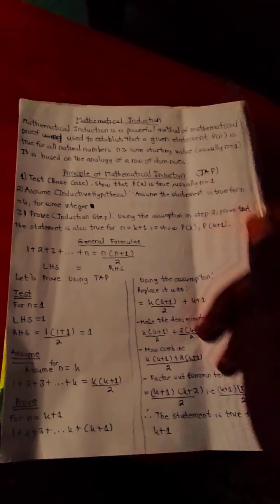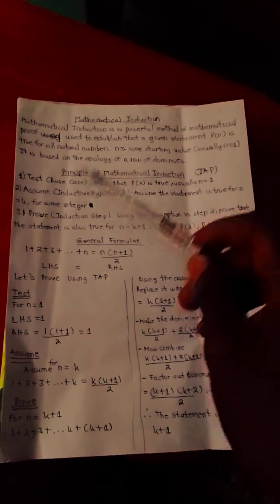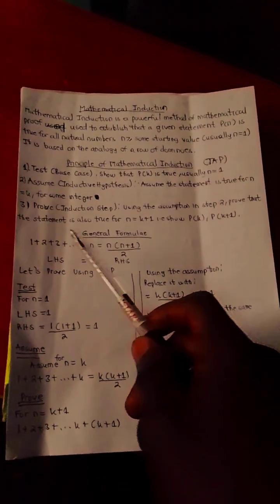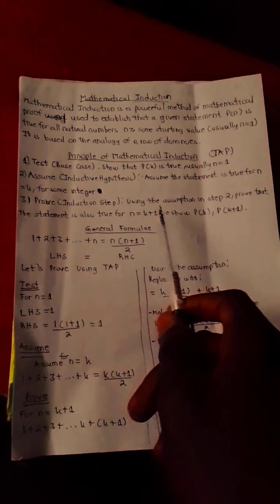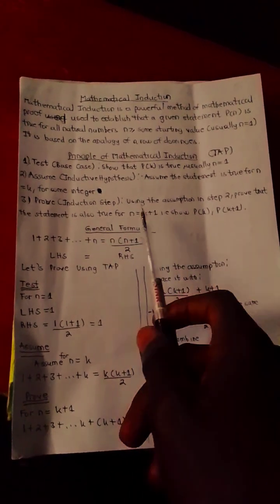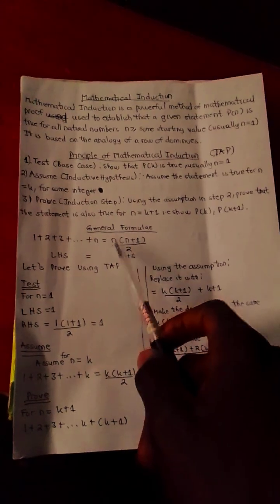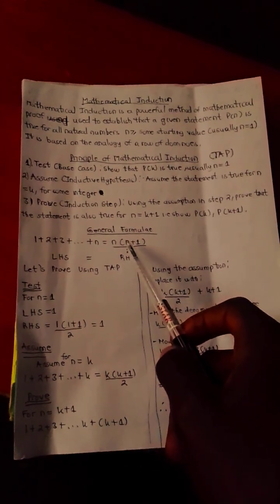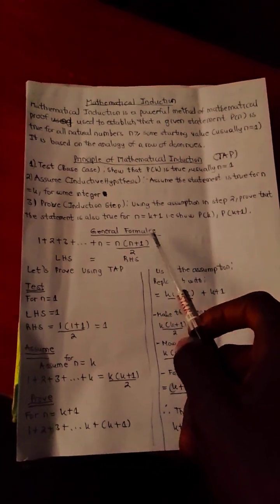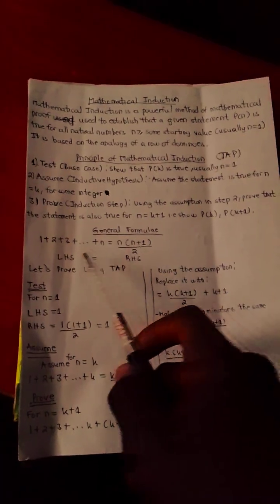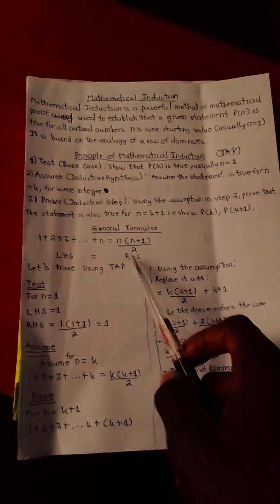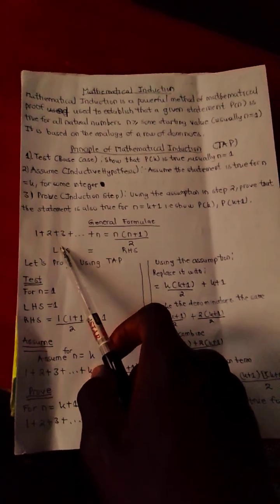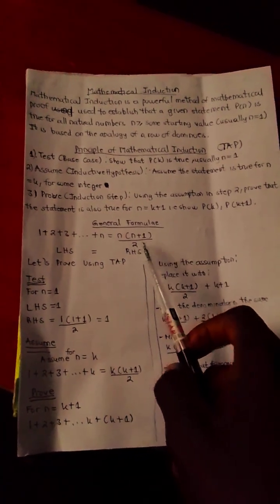So now let us dive into the general formula which most of us must know: 1 plus 2 plus 3 plus dot dot dot, plus n, where n is a natural number, is equal to n times (n plus 1) over 2. This represents the left hand side, and this represents the right hand side. Any value on the left hand side must be equal to the right hand side.